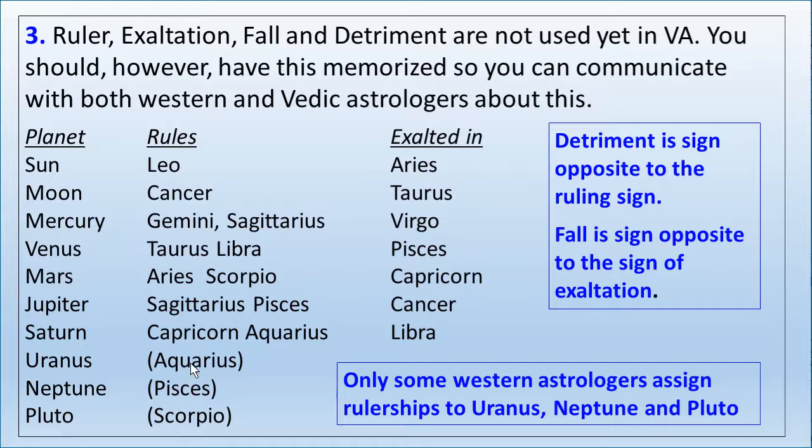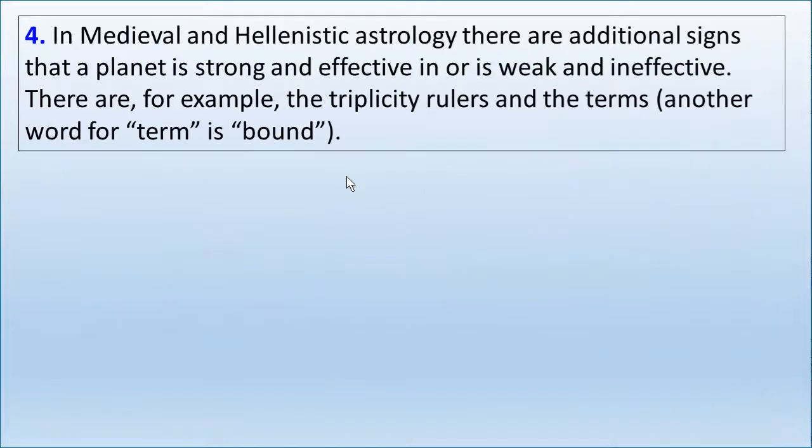So an object can be important but doesn't necessarily rule a sign. Bottom line is you should memorize this table so that you can communicate with other people when they're interpreting charts, because they're very fundamental. Again, we do not use them, not yet anyway, in vibrational astrology. With more research, maybe we'll be able to start using them.